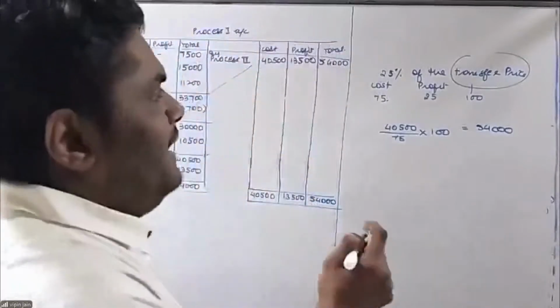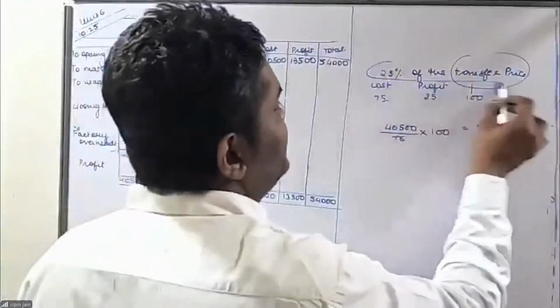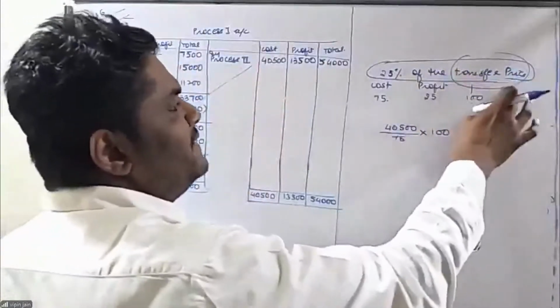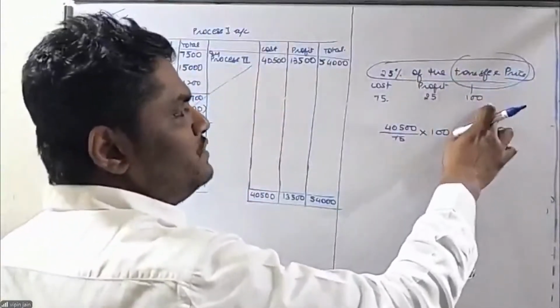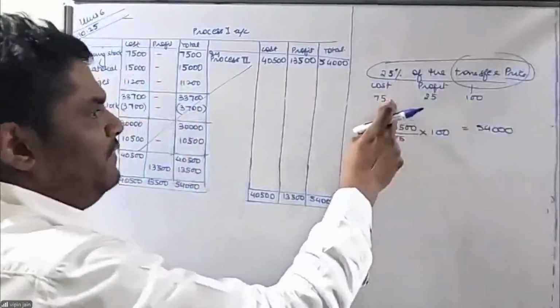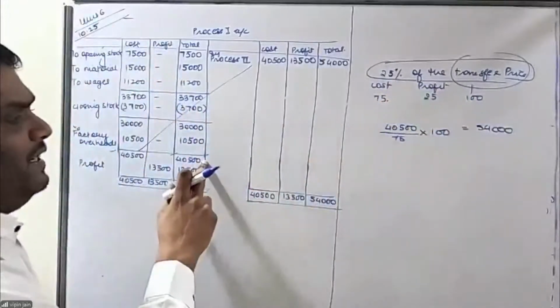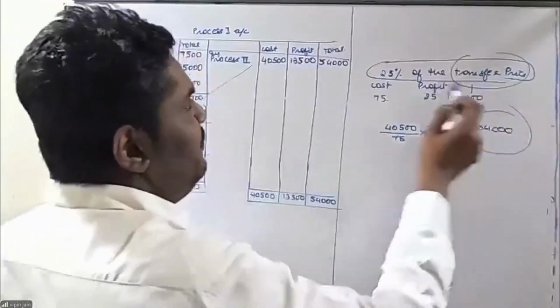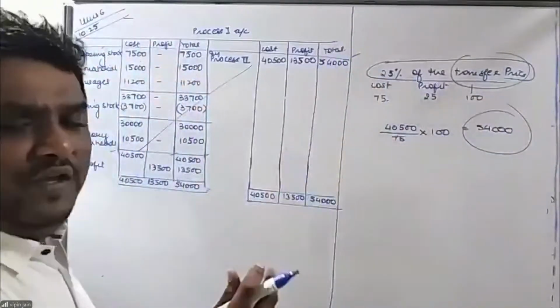Again, the profit is 25% of the transfer price. So let's say the transfer price or 25% of sales. So assuming transfer price is 100, profit will be 25 and cost will be 75. So 40,500 is my cost, that is equal to 75. So how much will be 100? 54,000. So this is how I got 54,000.